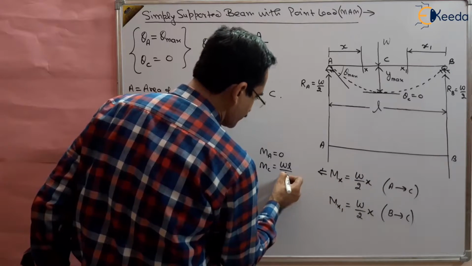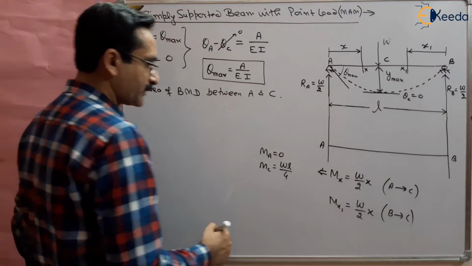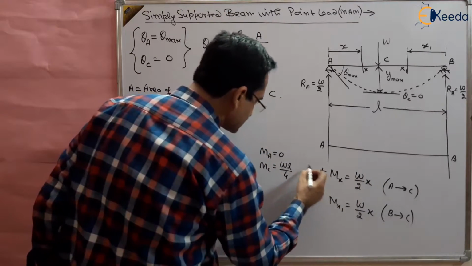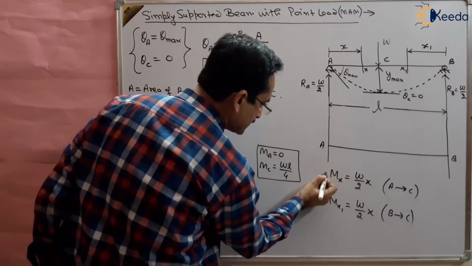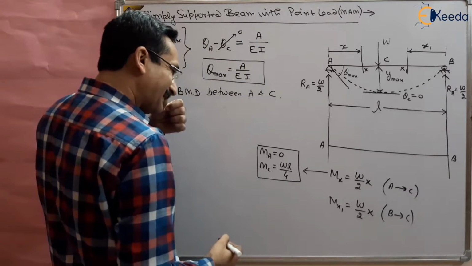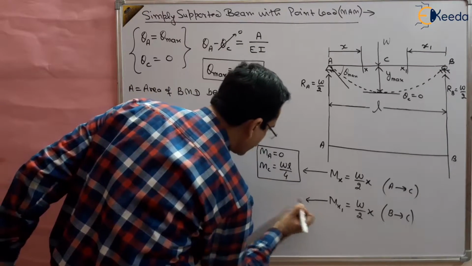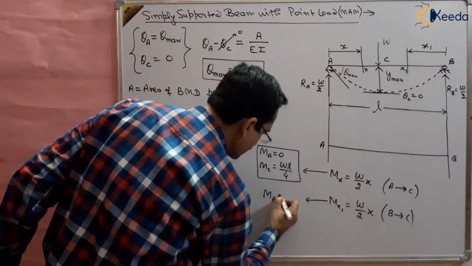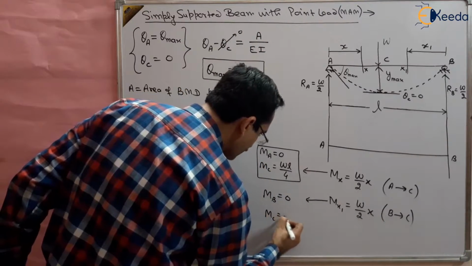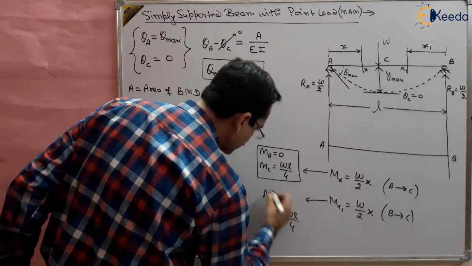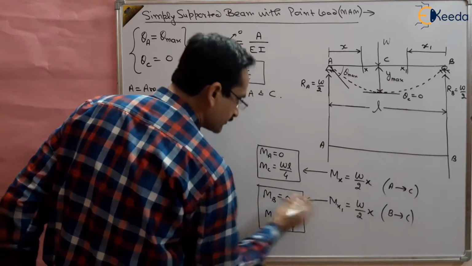WL by 4. This is WL by 4, right? So this data is obtained from this part, right? And from this part we can find out MB equal to 0 because x is 0 at B point, and MC is again WL by 4. So this data is obtained from this equation, right?